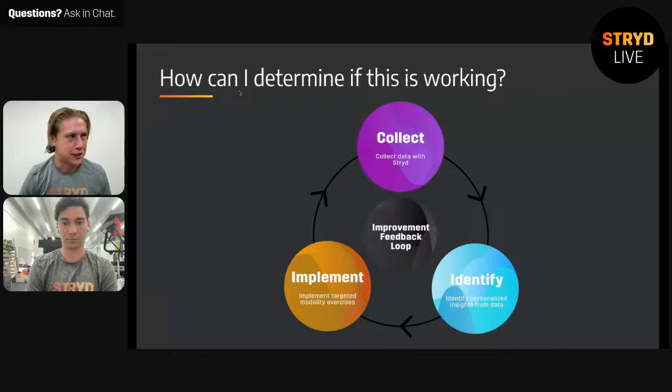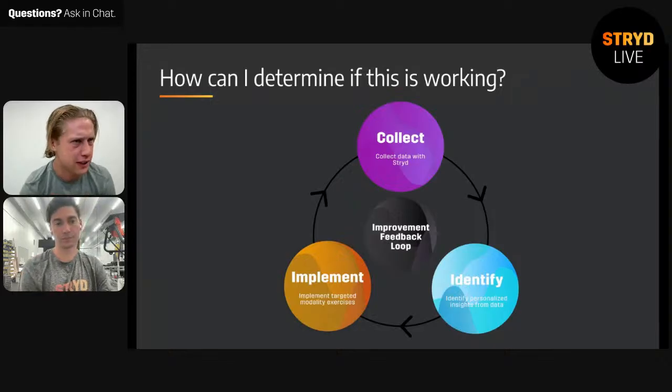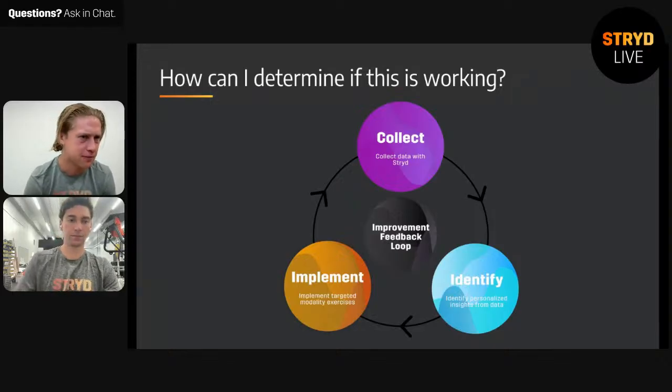So now my big question is the final piece of this puzzle. I understand my footpath, I understand what's better, I understand what I should be implementing, but how should I determine if this is working? Is this something I should be monitoring in the monthly view? How long is it going to take to see changes? Kind of give me the answer to this. How can I determine if all this is really working, if I am improving?